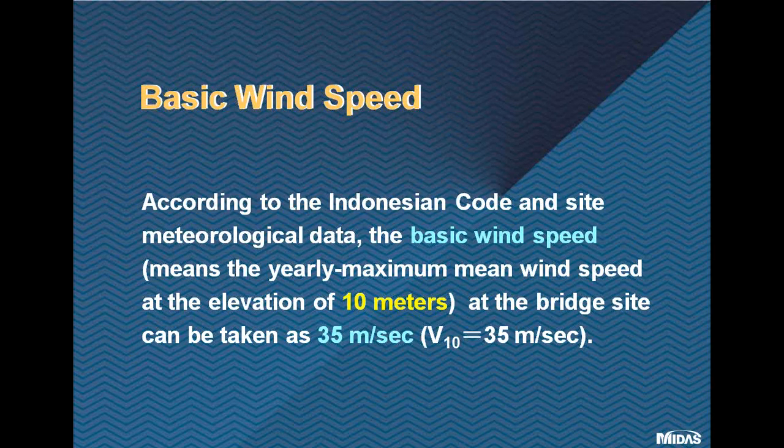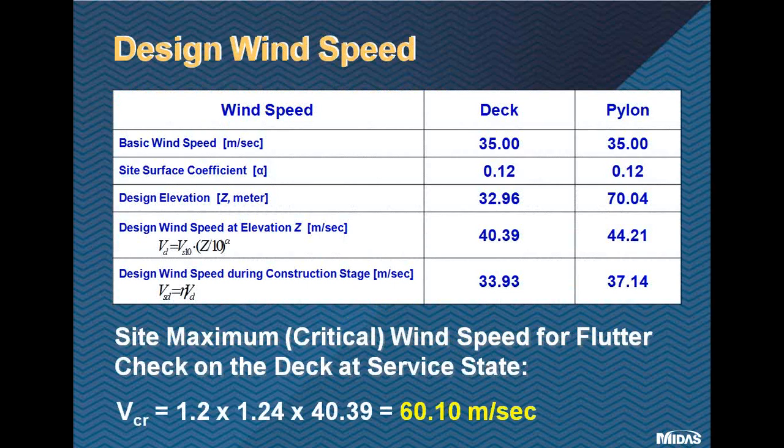First, we have to define the basic wind speed that should be taken from the bridge loading standard or from the local meteorological data. In case of Balang Bridge, the basic wind speed was taken as 35 meters per second at an elevation of 10 meters high. The design wind speed can be then calculated by taking factors of deck elevation and side surface condition, so that becomes 40.39 meters per second.